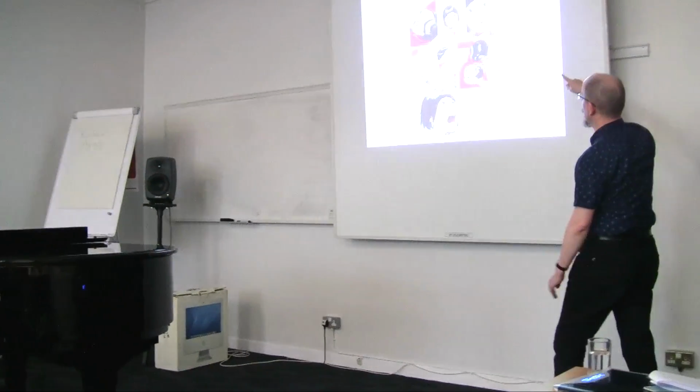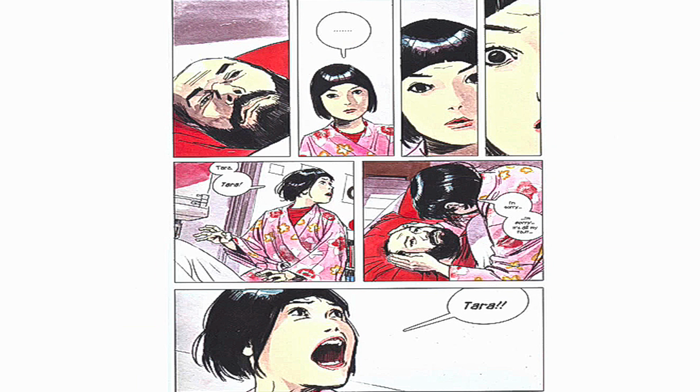And the third example here is we start with this character has just had a stroke. She realises here, because his face, although you can't really see it, his face is slightly skew on one side. And she realises, she's going, Tara, I'm sorry, it's all my fault, Tara. So what's happening here is a sort of a sense of escalation. Things are speeding up. The impact, the import of events is changing.